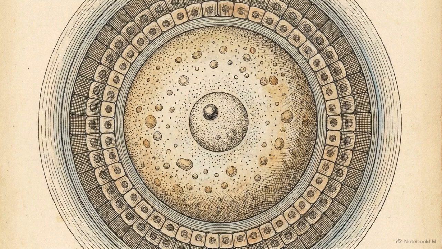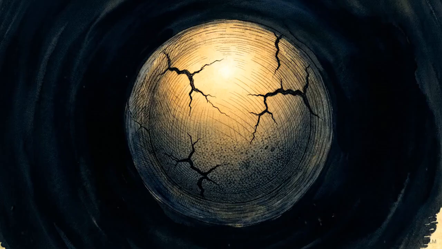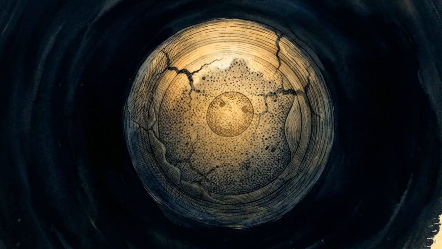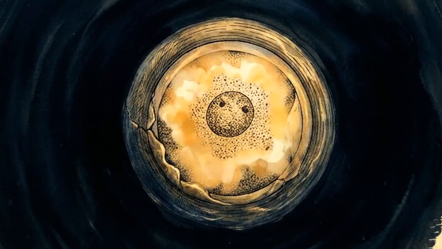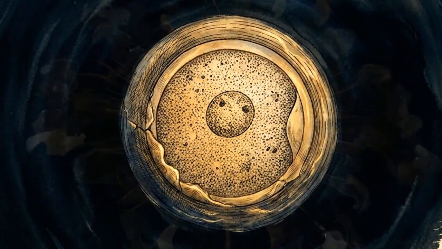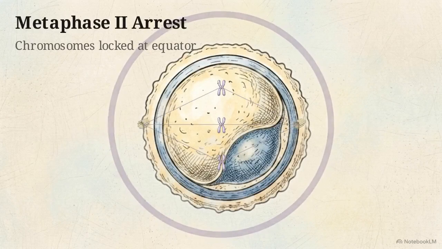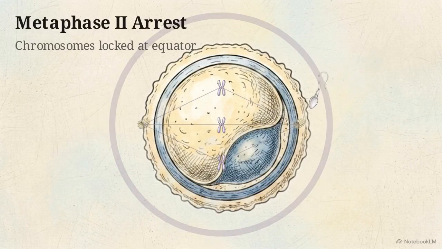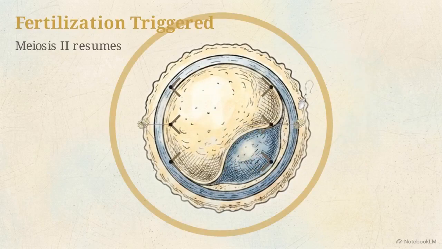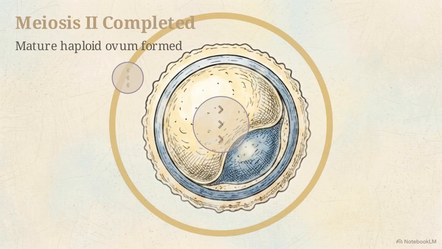By birth, all primary oocytes are frozen in Prophase I. It takes until menarche for 1 oocyte per month to resume the process and complete the first meiotic division. Even then, the resulting secondary oocyte immediately arrests in Metaphase II. It will only complete the final stage of meiosis if it is successfully penetrated by a sperm cell.